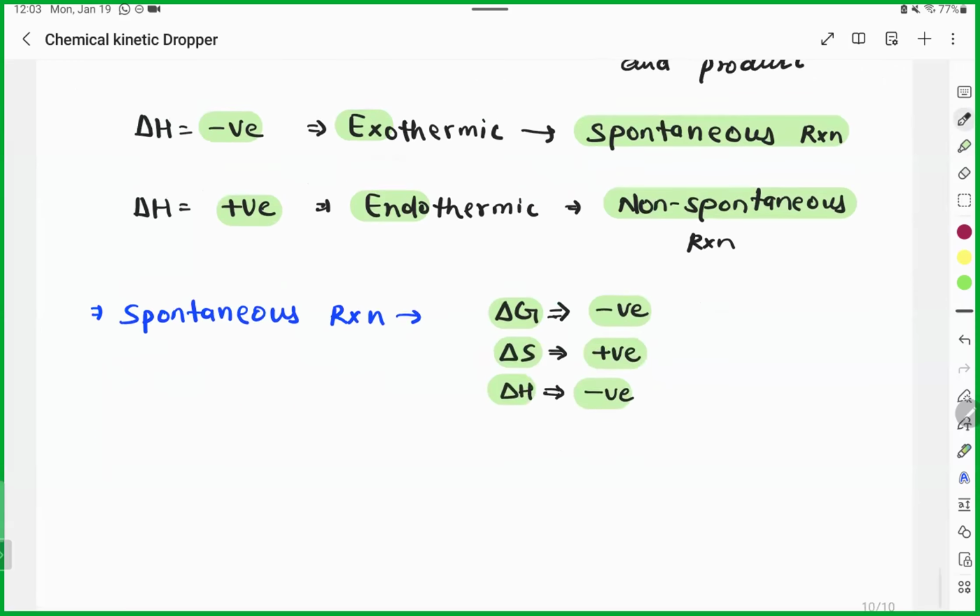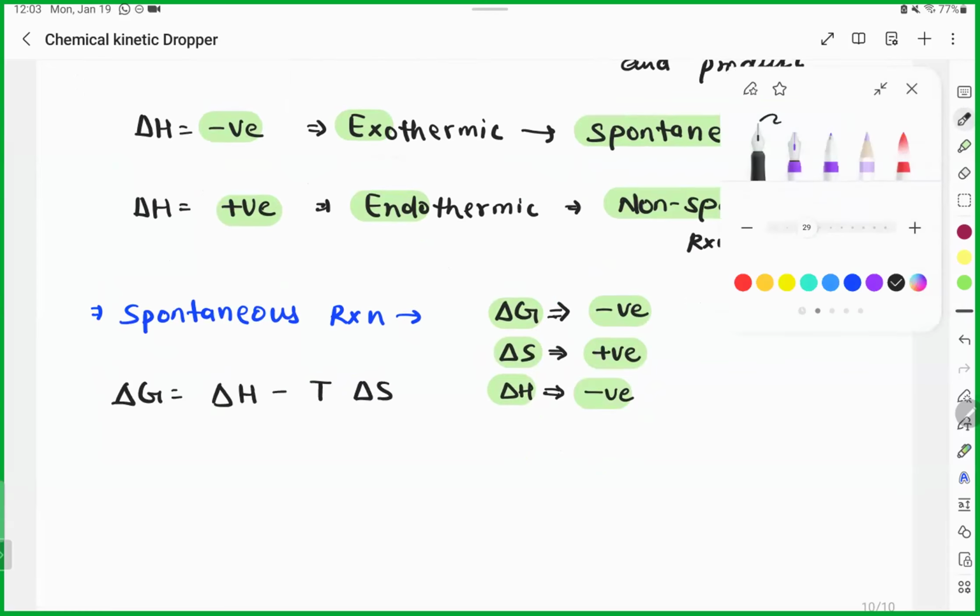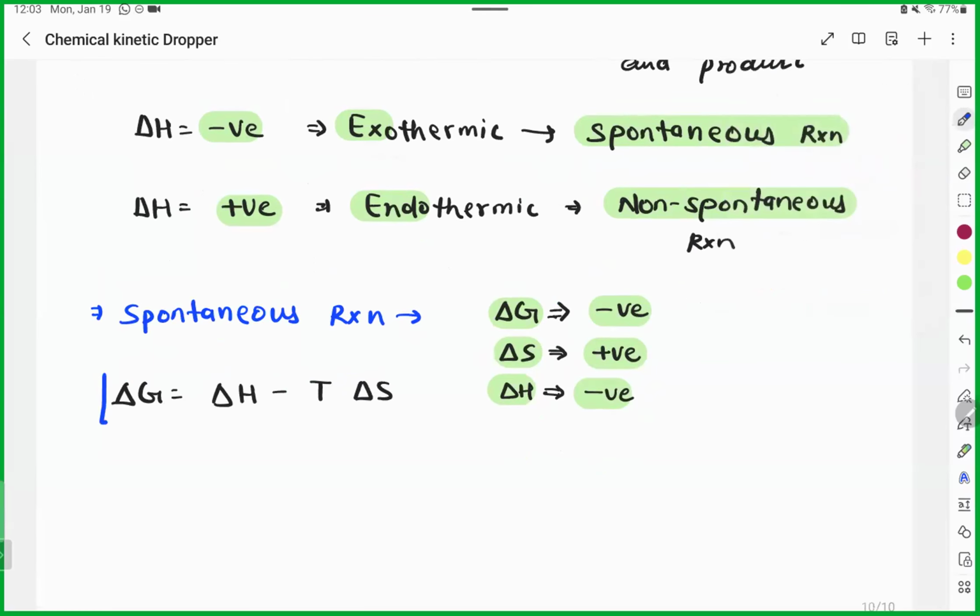Why? Because you have this equation: delta G is equal to delta H minus T delta S. If you have two values, then you can find out the third value using this equation.